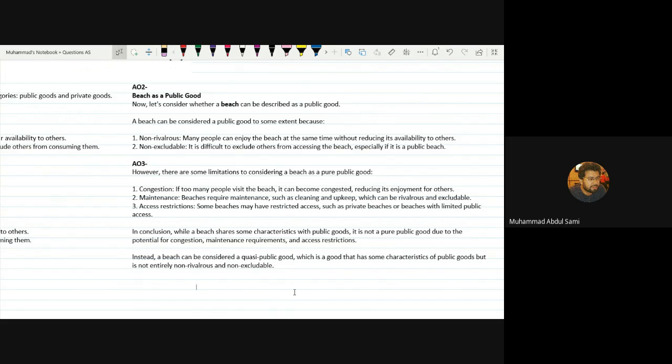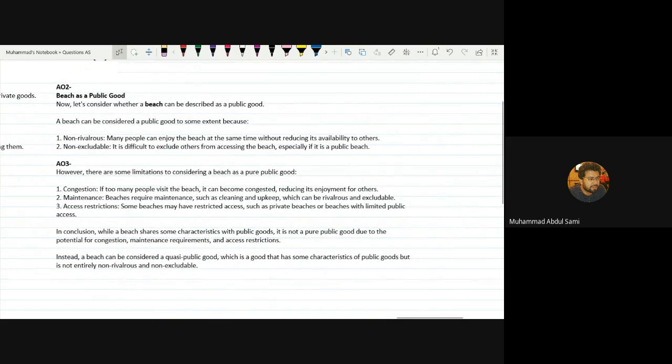In conclusion, we may refer that while a beach shares some characteristics with public goods, it is very important that you conclude something with proper justification. So, this concludes the evaluation part. Though in an 8 marker question it only belongs to 2 marks, the statement mentioning the conclusion or the value judgment should be there.